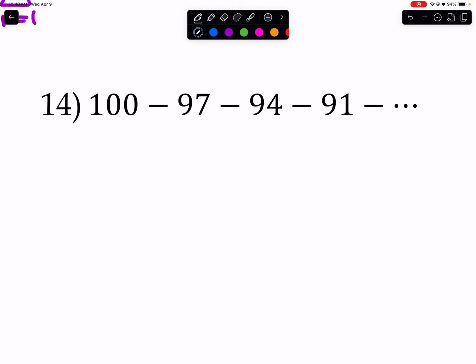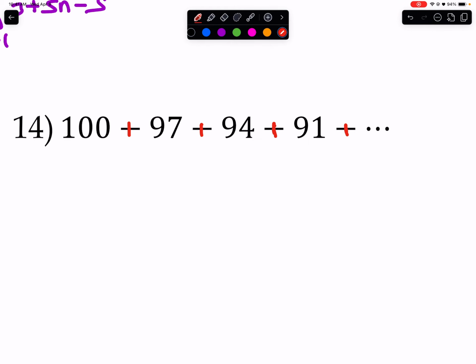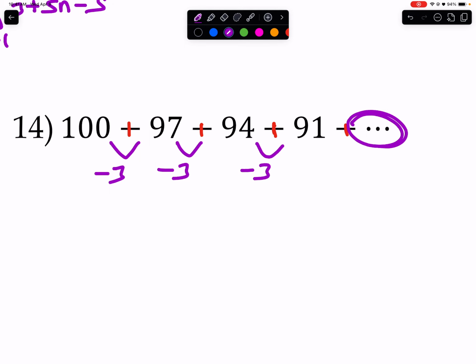So let's see. These actually should be plus signs. That is a typo. That is my bad. I will make sure I fix that later. Okay, so what I see here is we are subtracting 3. And then I also see that it's infinite, so we have an infinite arithmetic.